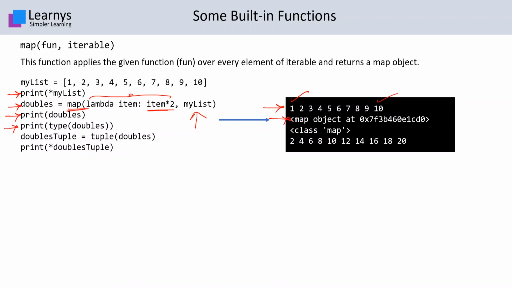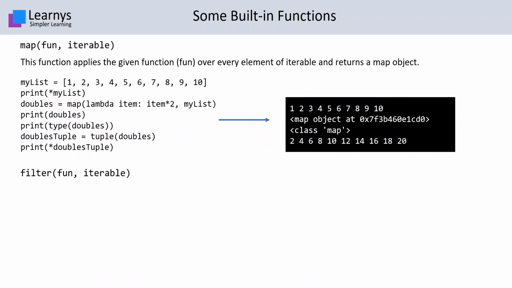Then we will check the type of doubles. The type of doubles is class map. Then doubles tuple is equal to tuple class constructor over the doubles map object. So it is going to create a tuple. When we try to print this tuple using the asterisk sign, all the elements of the list have been multiplied by 2, starting from 1 to 10. This is how you can use a map function.